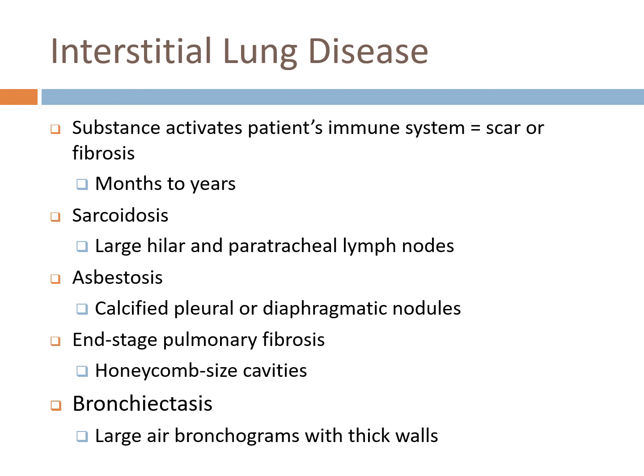So sarcoidosis is going to present more with the large hilar and paratracheal lymph nodes. Asbestosis is going to have more calcified pleural or diaphragmatic nodules. End stage pulmonary fibrosis, you're going to see these honeycomb cavities, like they've lost that alveolar capillary membrane, it has sort of been eaten away or disintegrated. And then bronchiectasis, you're going to see larger air bronchograms with those thick walls.